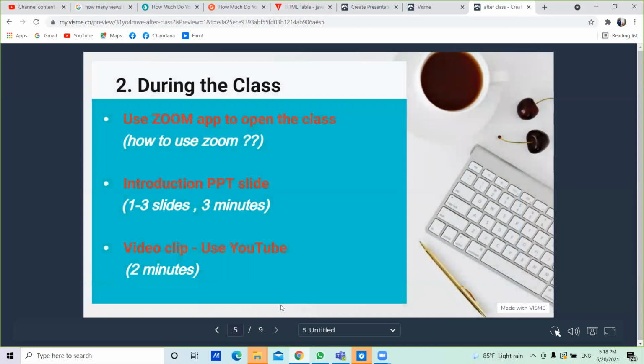Then during the class, think about how you are going to start the class. Normally, we use the Zoom application to conduct the classes. Then how are you going to use Zoom? If you are using the Zoom application, then you want to be familiar with it.